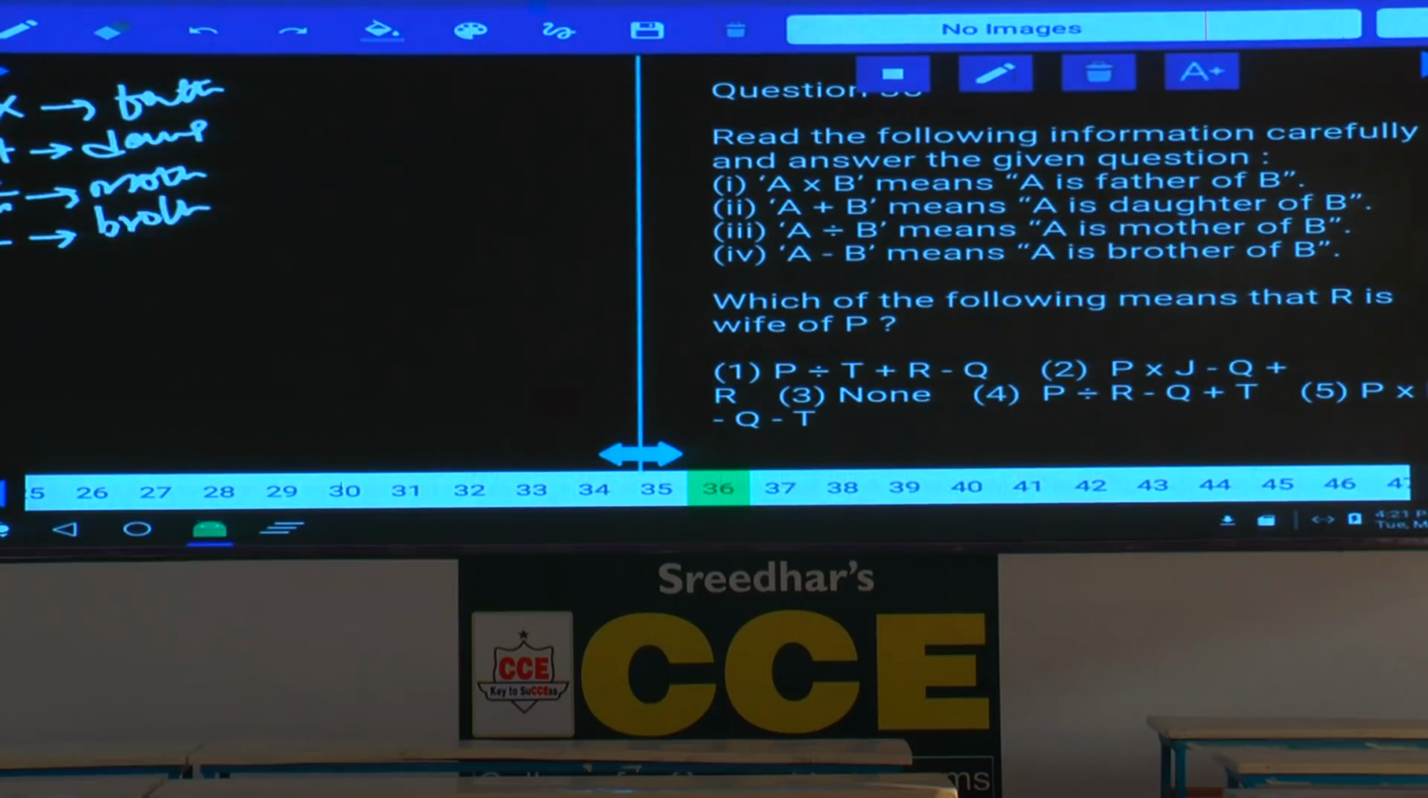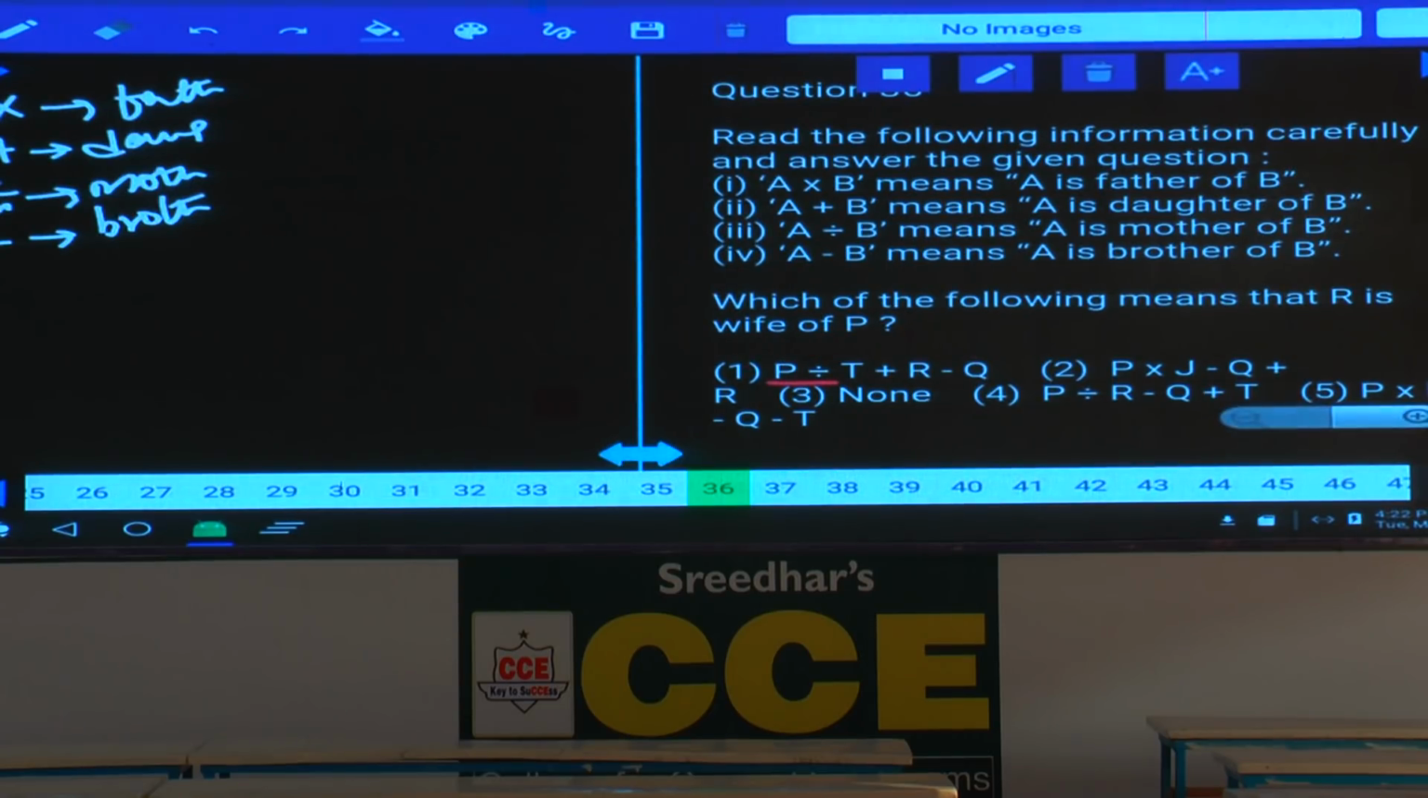Now this is the information given. Now, which of the following means that R is the wife of P? In these types of coded questions, there are two different types. Expression given, then they can ask for the relation, and relation given, then they can ask for the expression. Now in this one, the relation is given: R is the wife of P. Tell me from which of the given expressions we can get that R is the wife of P. Now P divided by T: P is the mother of T, isn't it?